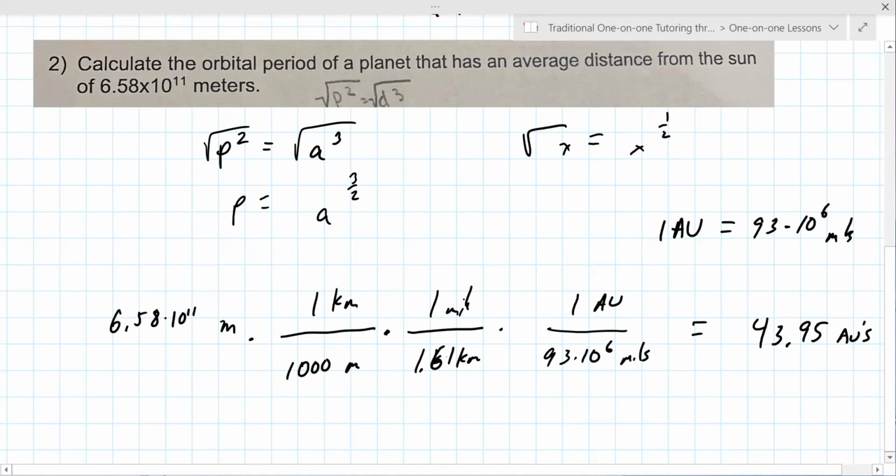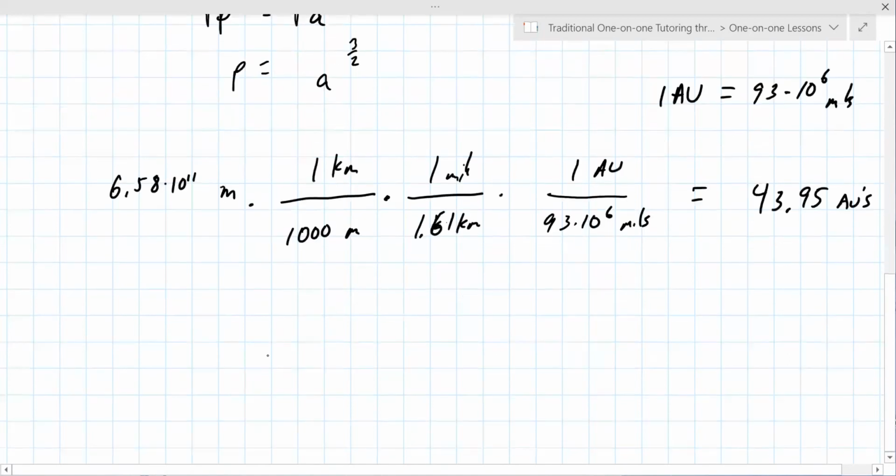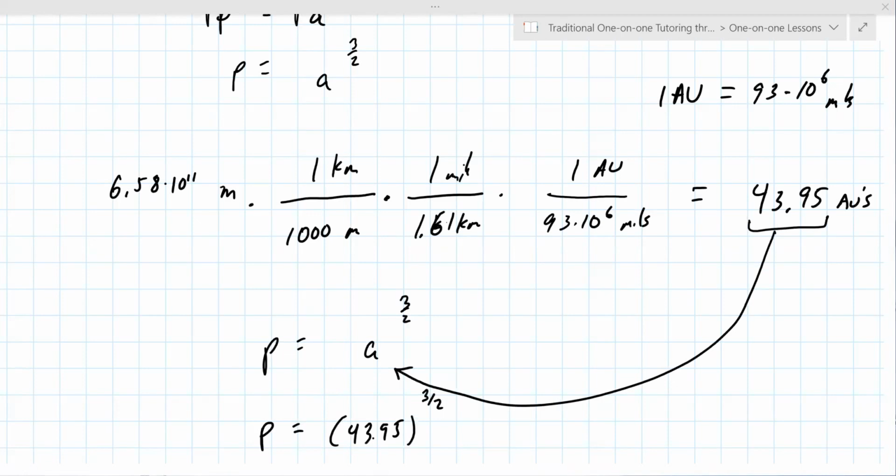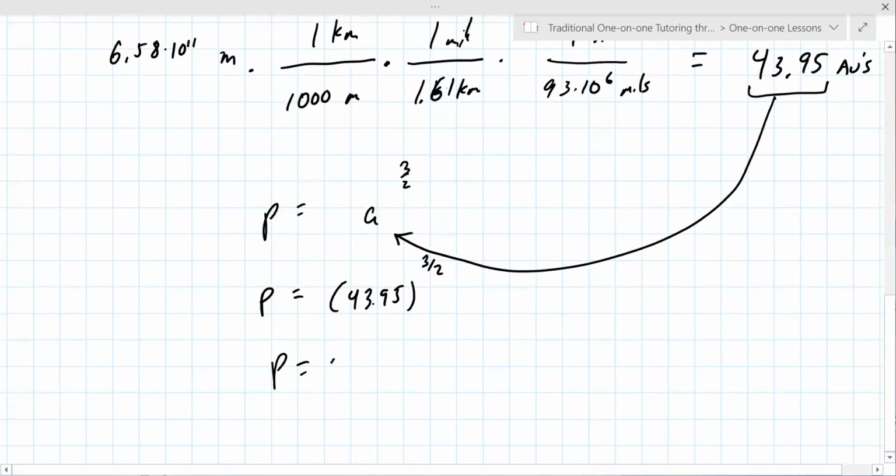So the orbital period, the period is still a to the 3/2, but we can now use this number in this equation. So period is 43.95 to the 3/2 power. So period is 292 or 291-ish, right in there.